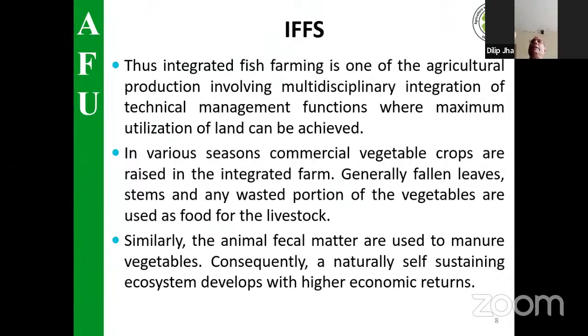So generally, the fallen leaves, stems, and any wasted portion of the vegetables are used as food for the livestock. Similarly, the animal fecal matter is used to manure vegetables. Then consequently, a naturally self-sustaining ecosystem develops with higher economic returns.